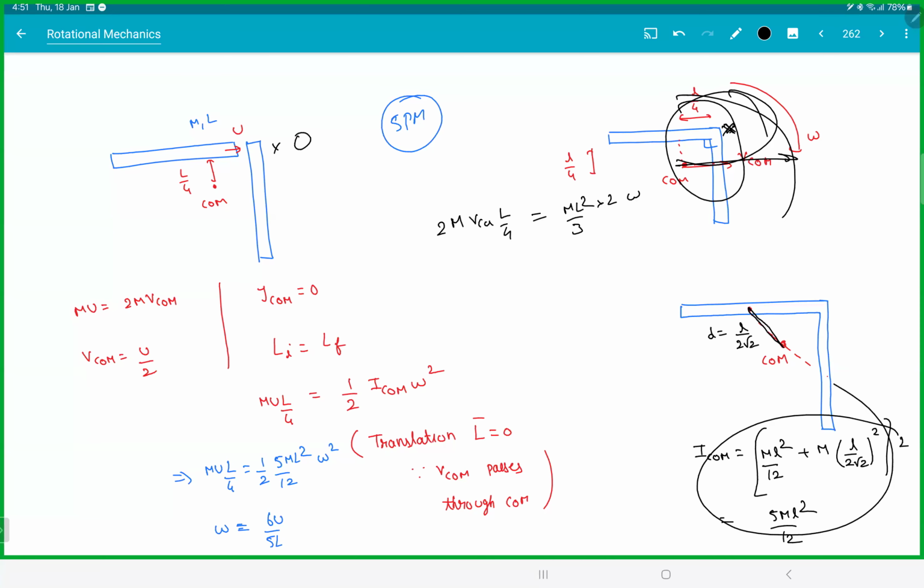This is right. Moment of inertia here. This is L by 2, L by 2. So this is L by 2 root 2.